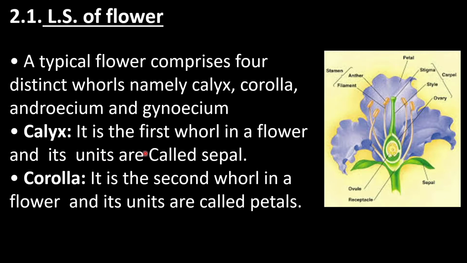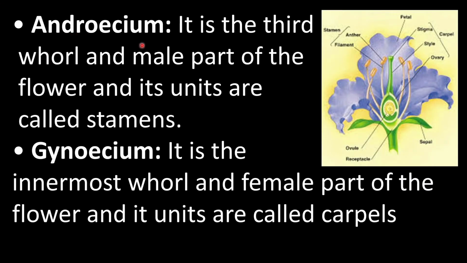Calyx, it is the first whorl in a flower and its unit is called sepal. Corolla, it is the second whorl in a flower and its unit is called petals. Third, androecium. It is the third whorl and male part of the flower and its units are called stamens. Fourth, gynoecium. It is the innermost whorl and female part of the flower. Its unit is called carpel.